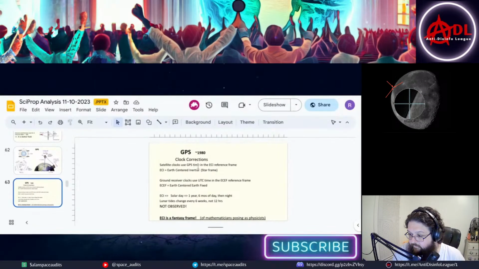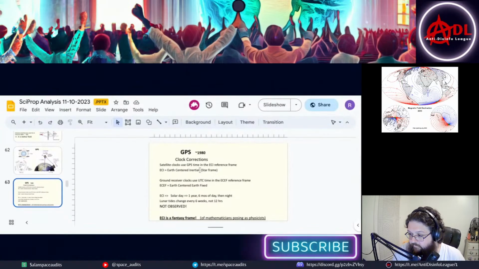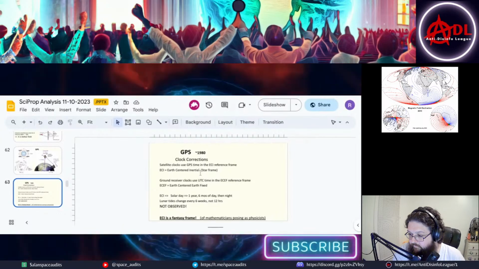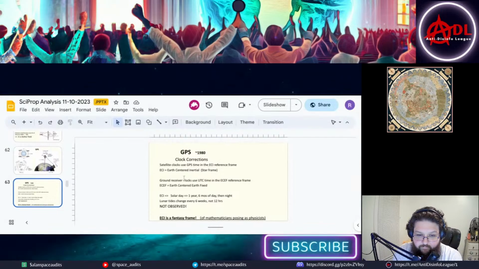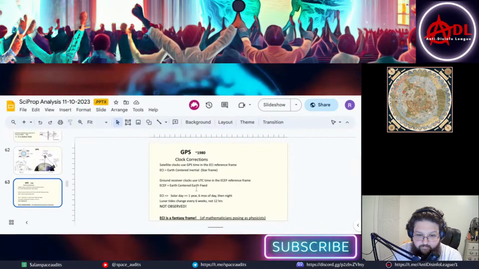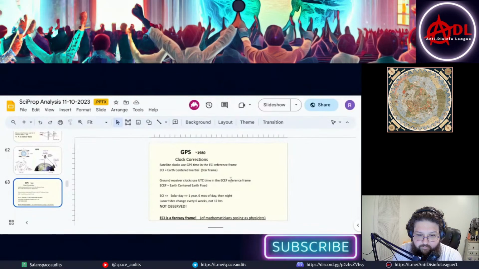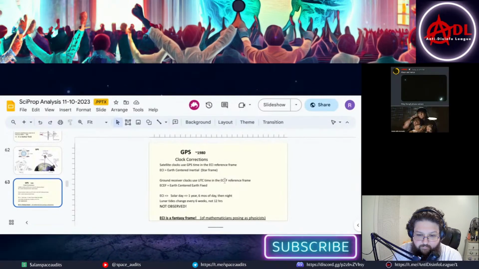They use GPS time. In other words, they don't use the time that we use when we measure the rotation relative to the sun or the stars. They correct for the motion of the stars using the so-called ECI frame. It's Earth-centered, but it uses the stars, not the Earth, as the reference frame. The ECEF is the Earth-centered, Earth-fixed frame. That is the frame that we're used to, the one that uses the motion of the sun and the stars in order to set our clocks.